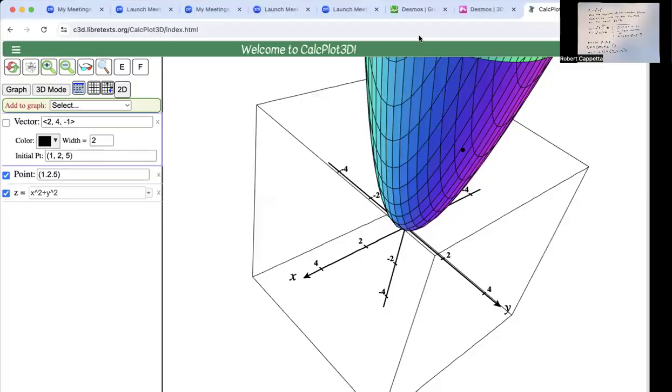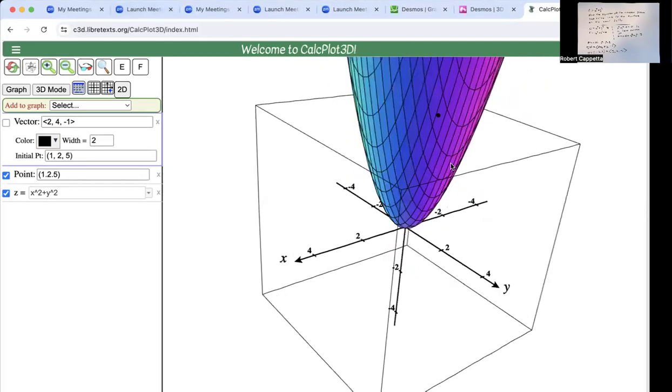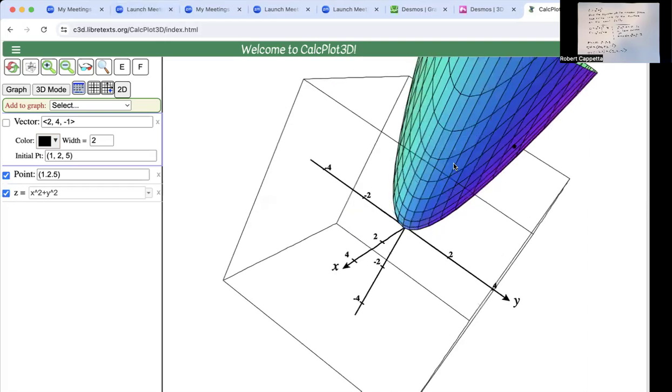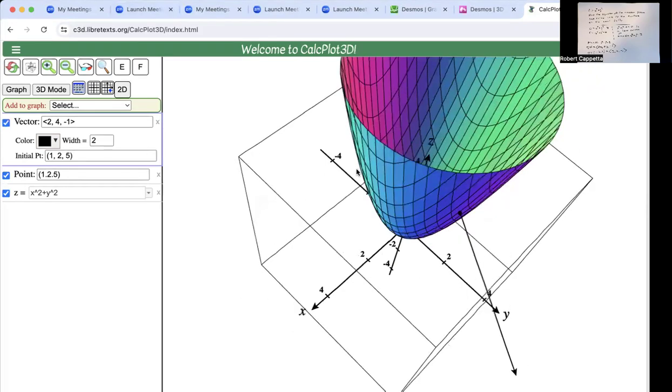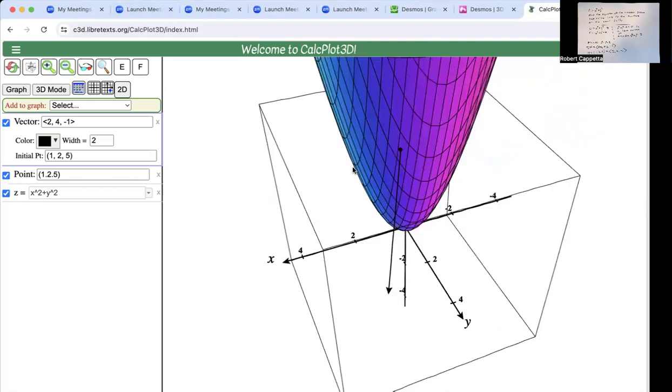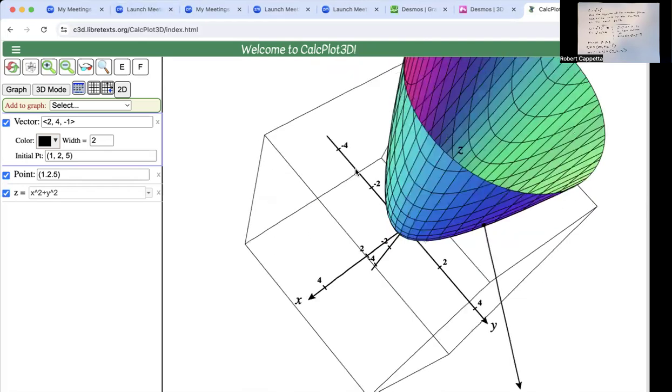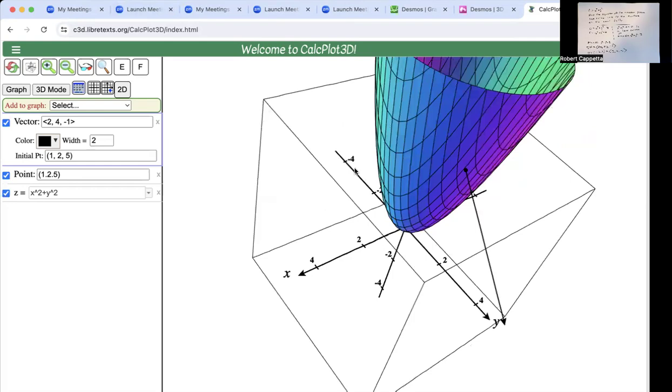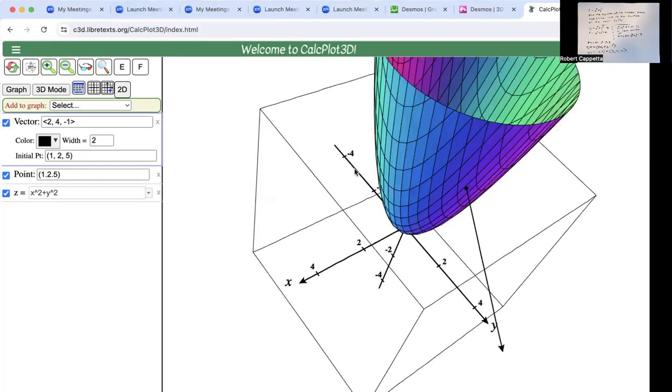So I have the curve up here, z equals x squared plus y squared, and I have the point 1, 2, 5 on that surface. We see it? And I'm putting in the vector 2, 4, negative 1. What is that going to look like at the point 1, 2, 5? And you'll notice it sure looks like it's orthogonal to the level surface, but that means it's also orthogonal to the tangent plane. So that will enable us to get the equation of the tangent plane. How? What are we going to need to use here?